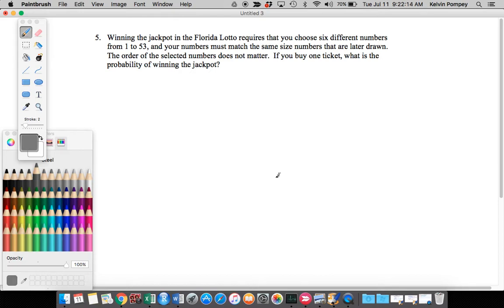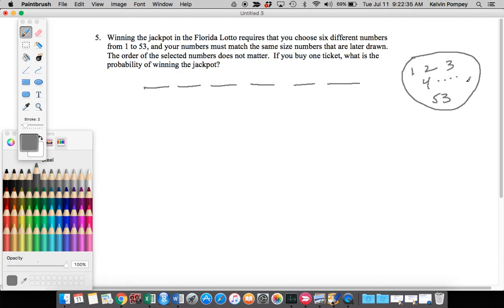All right. And so remember, you're going to have 6 numbers that you're choosing, 1, 2, 3, 4, 5, 6, and all of those numbers are between 1 and 53. Say you have a big container of numbers, 1, 2, 3, 4, all the way up to 53. What you're going to do is choose those numbers one by one without replacement, and they're going to be the numbers that are chosen for the jackpot. And if you match all 6 numbers in any order, because the order does not matter, then you get the jackpot. Okay?